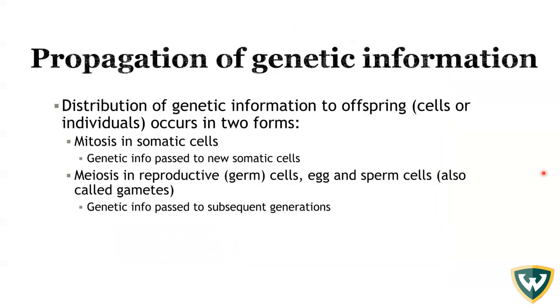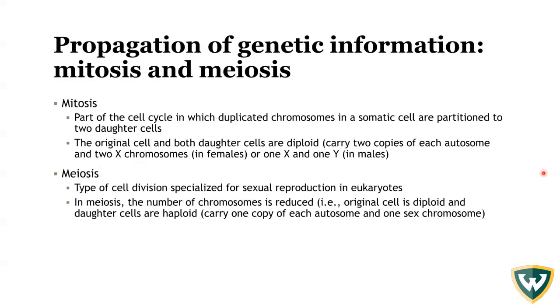The propagation of genetic material really occurs in 2 different forms. The first is called mitosis, and the second is called meiosis. Mitosis is specifically for somatic cells, or non-sex cells, while meiosis is for sex or germ cells, egg and sperm cells. I'll refer to them as gametes. So let's do an overview of mitosis and meiosis, and then we'll get into the weeds.